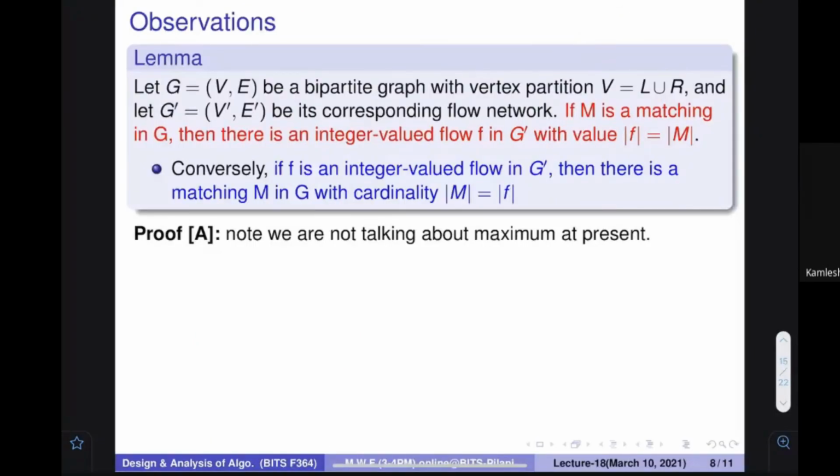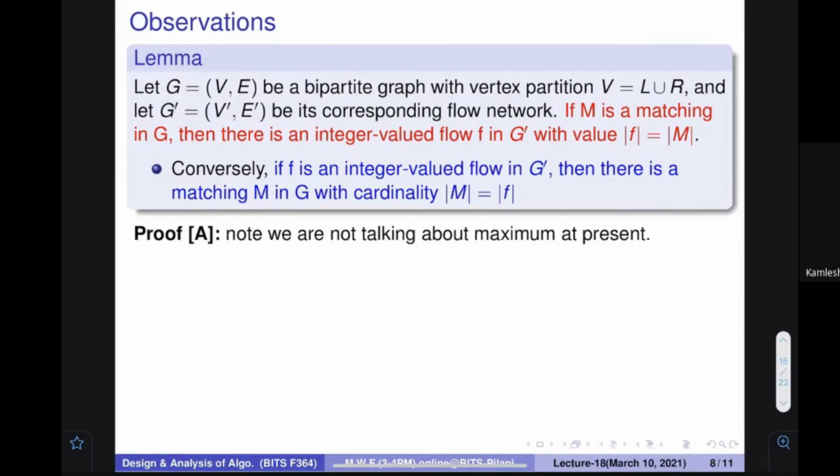So there is a small observation that I want to put in front of you. We discussed this a few minutes back. Let me read it. Let G = (V, E) be a bipartite graph that is given to me with a vertex partition into left and right. We know that there is a left and right partition. And let G' be its corresponding flow network. We have created G', the corresponding flow network. How we created it, you know that.